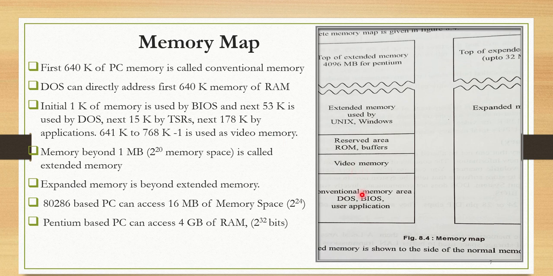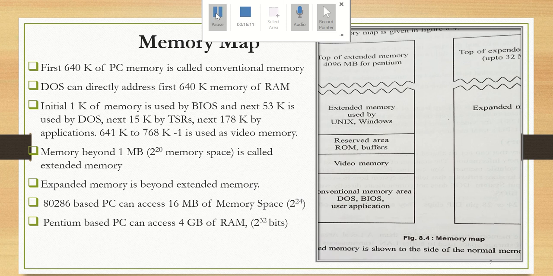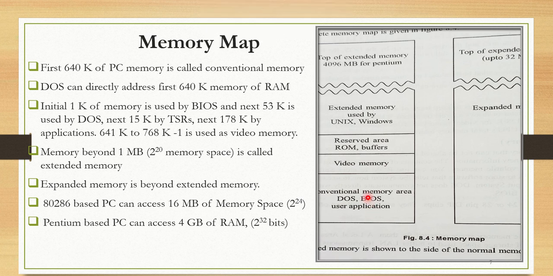So after 640K, after conventional memory, this portion was used by video memory. How much does it come to? It comes to around 126 kilobytes used by your video memory.